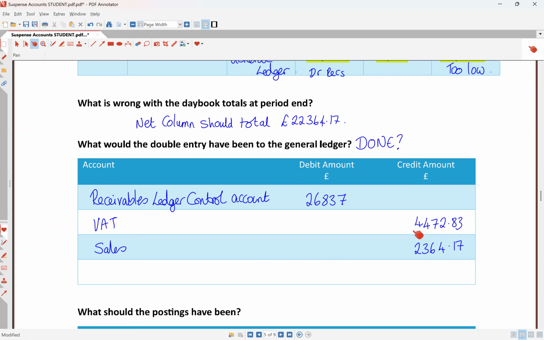Now this is where your journal doesn't balance. I've got credits of 6,837, but a debit of 26,837. We would need, therefore, a post into Suspense. And that would be for £20,000. The difference, the imbalance will post to the Suspense account. So this is our problem, and this is our problem.